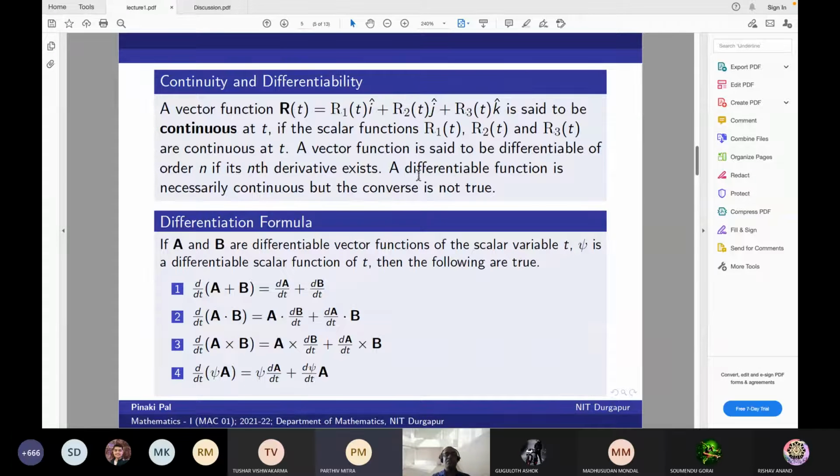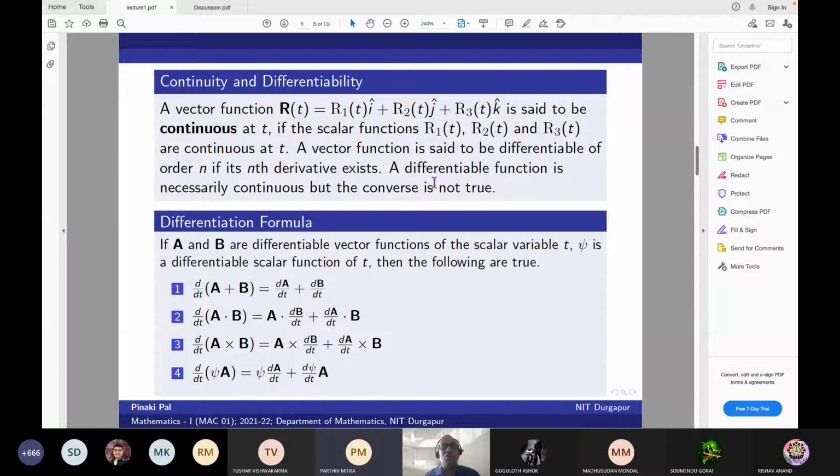And we have another interesting result: a differentiable function is necessarily continuous. If a function is differentiable, then it is necessarily continuous. We are already acquainted with this result, and we have the famous example of the function f(x) equal to mod x at x equal to 0. The converse is not true. At x equal to 0, the function is not differentiable, but continuous.